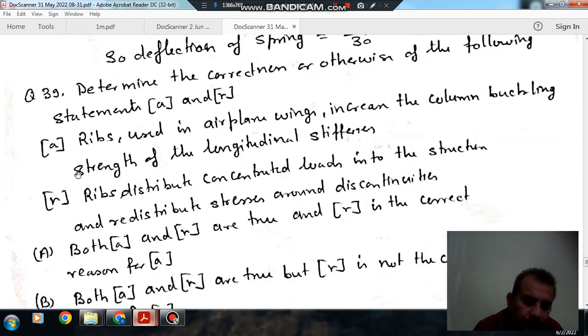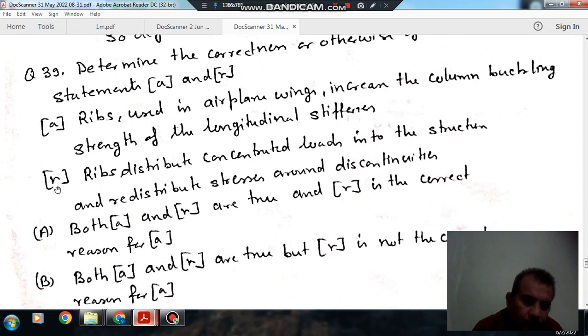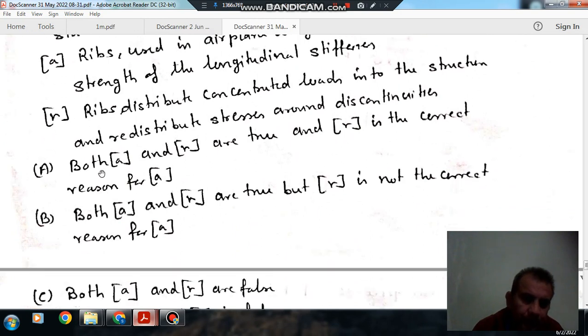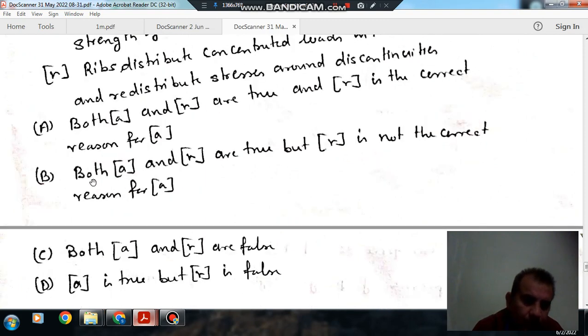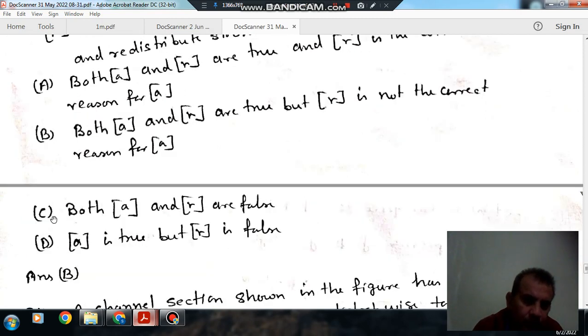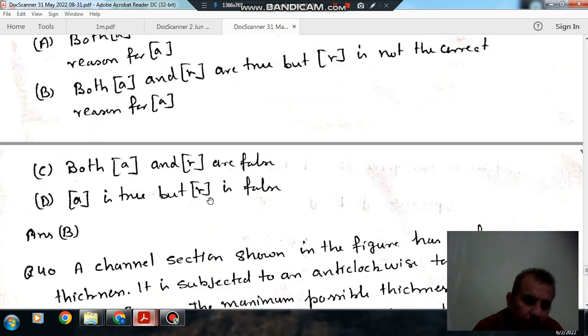Next, determine the correctness or otherwise of the following statements A and R. Statement A: ribs used in airplane wings increase the column buckling strength of the longitudinal stiffener. Statement R: ribs distribute concentrated load into the structure and redistribute stresses around the discontinuity. Option A: both A and R are true and R is the correct reason for A. Option B: both A and R are true but R is not the correct reason for A. Option C: both A and R are false. Option D: A is true but R is false.